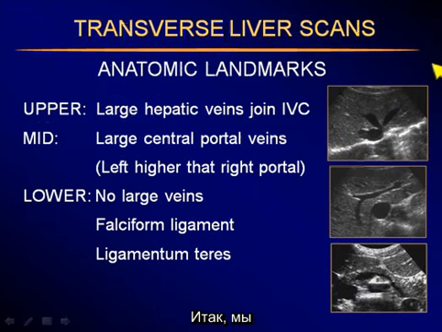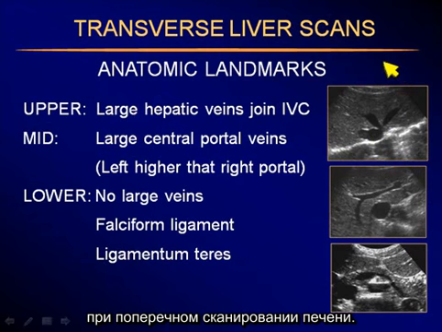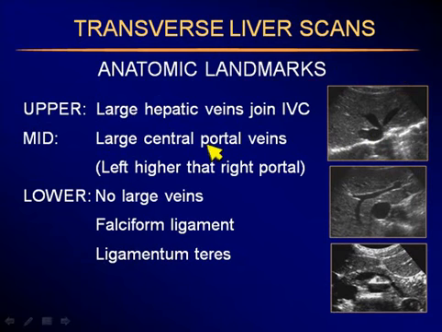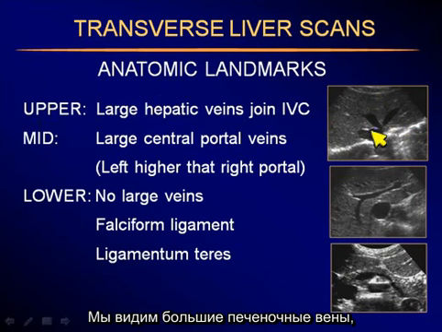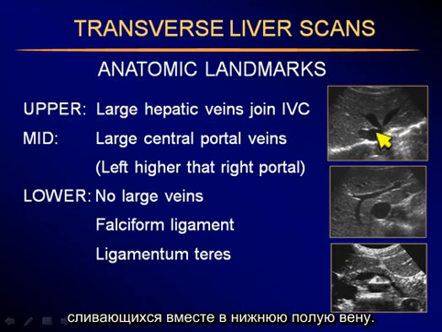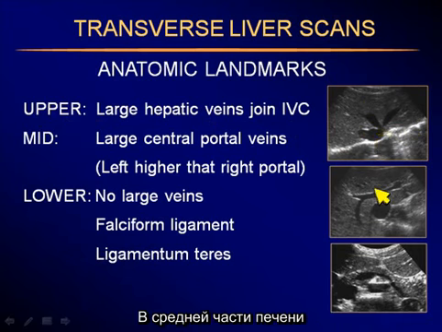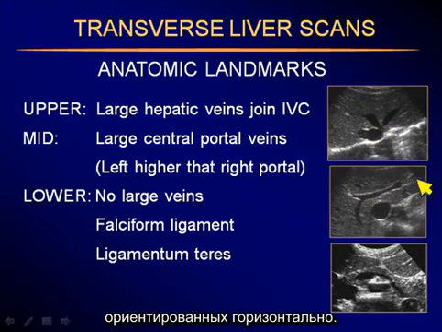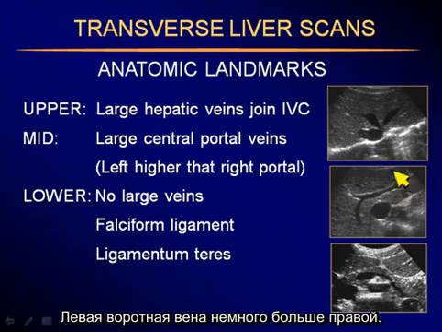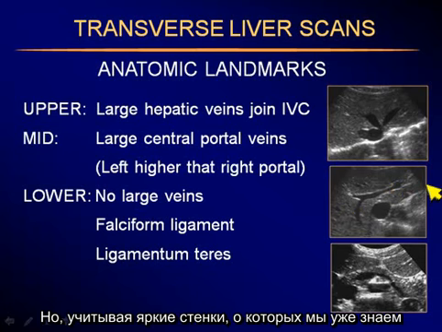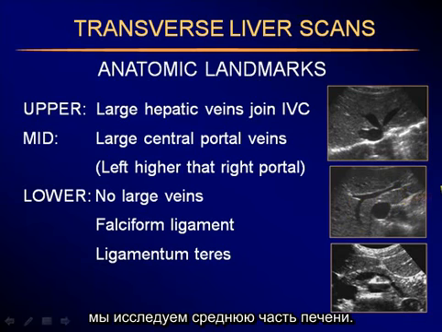So we have now a little bit of insight into the anatomic landmarks on transverse scans of the liver. And let's look at these. In high portions in the upper parts of the liver, we see large hepatic veins coming together into the inferior vena cava. In the mid portions of the liver, we see the portal veins kind of horizontally situated, the left being a little higher than the right, but nonetheless with the bright walls. That we know now that we're in the middle of the liver.